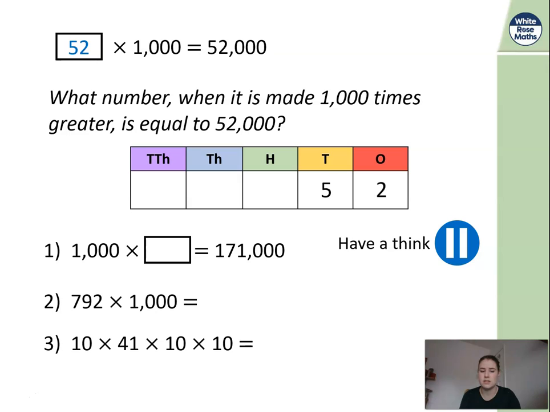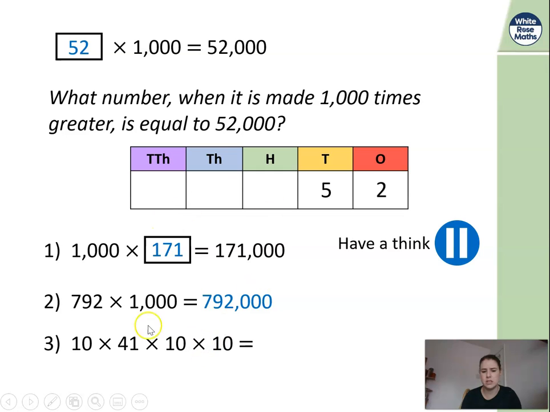Okay, let's go through those answers together then. So number 1, 1,000 times something is 171,000. Now we already have the greatest number, so we need to do the inverse and divide it. So we have to move our 3 digits backwards, which gives us 171. 792 times by 1,000, we're now making this number bigger by 3. So we then have the answer 792,000.